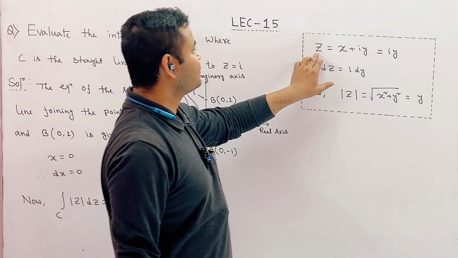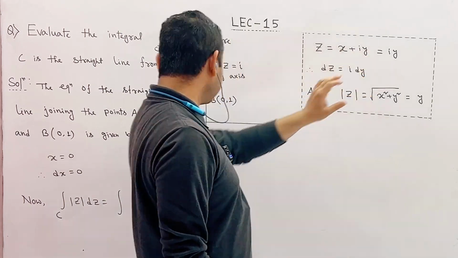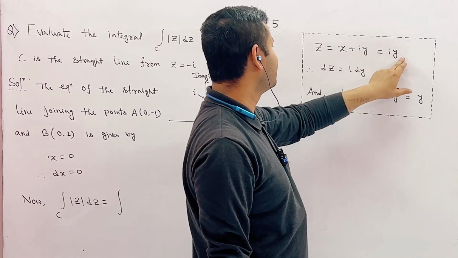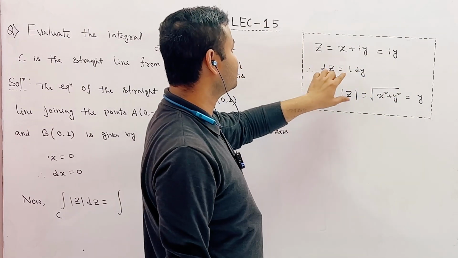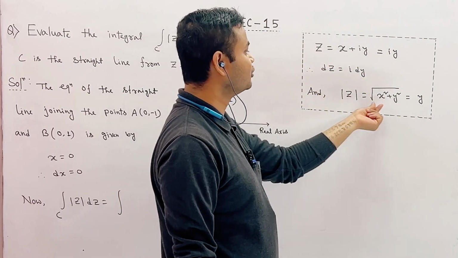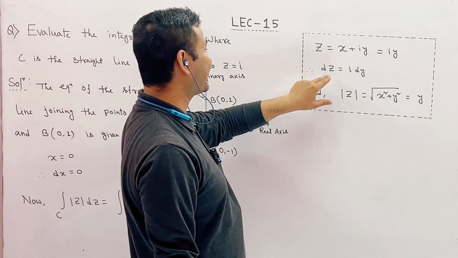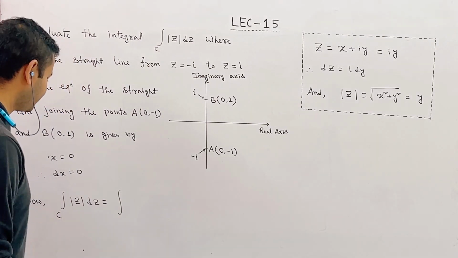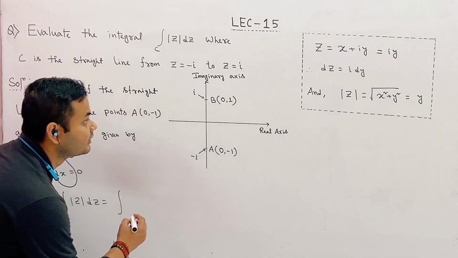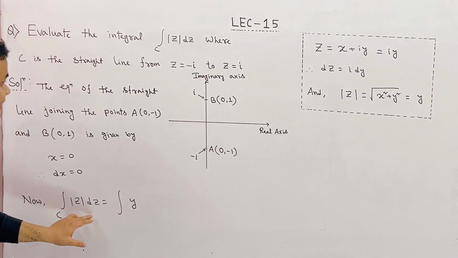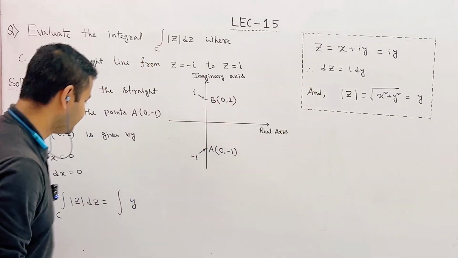We know z equal to x plus iota y. Since in our case x equal to 0, so z will be equal to iota y. Therefore, dz will be equal to iota dy and modulus of z will be equal to y. Let us substitute the values of modulus of z and dz in this equation. So, we will get modulus of z equal to y and dz will be equal to iota dy.